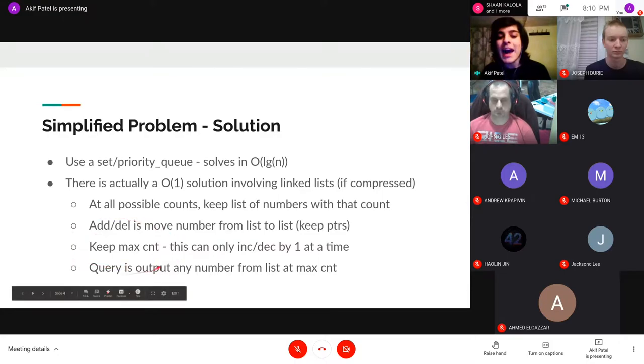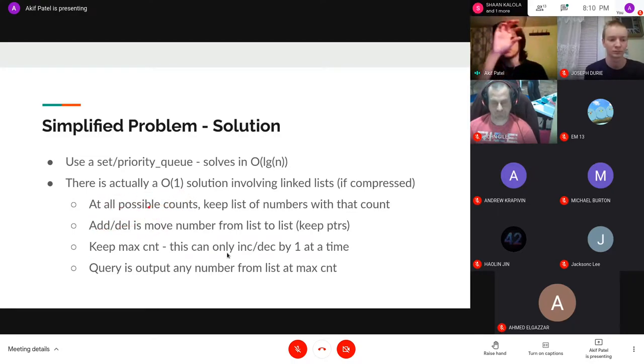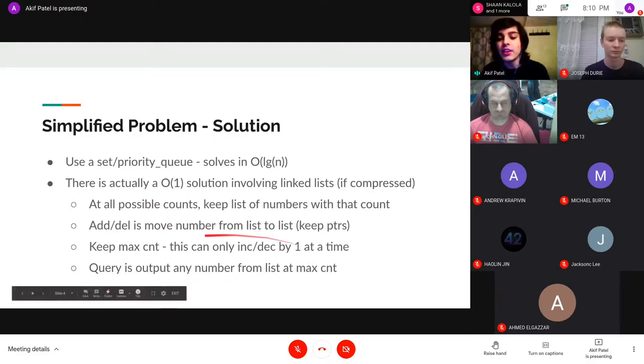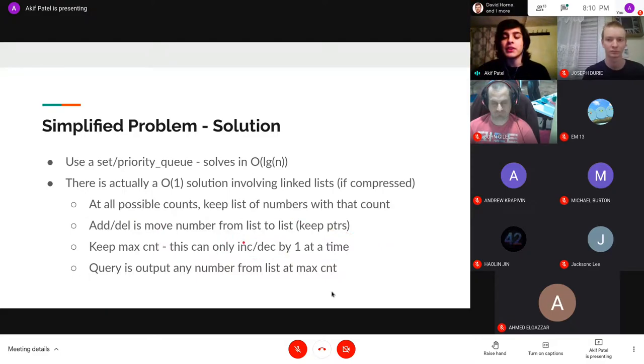Additionally, you'll need to keep a max count. This is the linked list with the biggest count that's not empty. Like you have all the possible counts: this thing shows up once, this thing shows up twice, thrice, fourth, whatever. And the biggest one that's not empty, you keep track of with a max count. Notice that this can only increase or decrease by one at a time. If you have one item here at the max and move it to the left, that becomes empty, but max count only shifts left by one, so that's okay. So you can shift either right or left by one, and you keep max count updated.